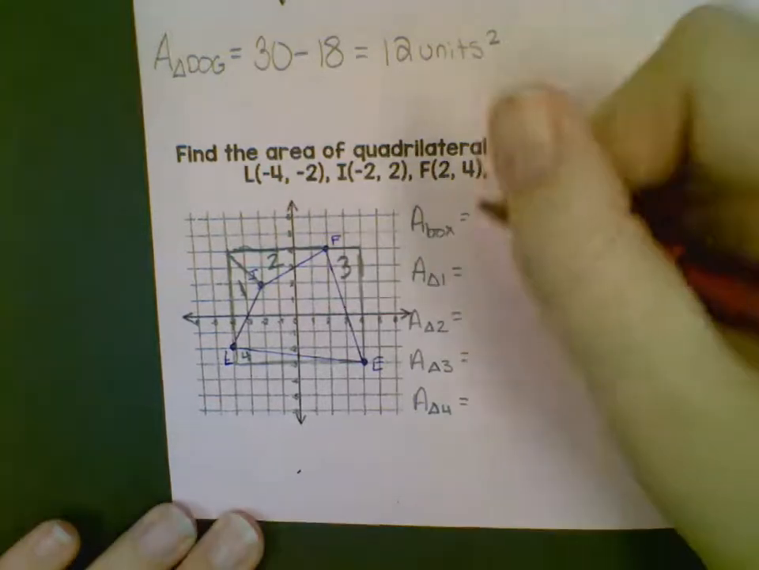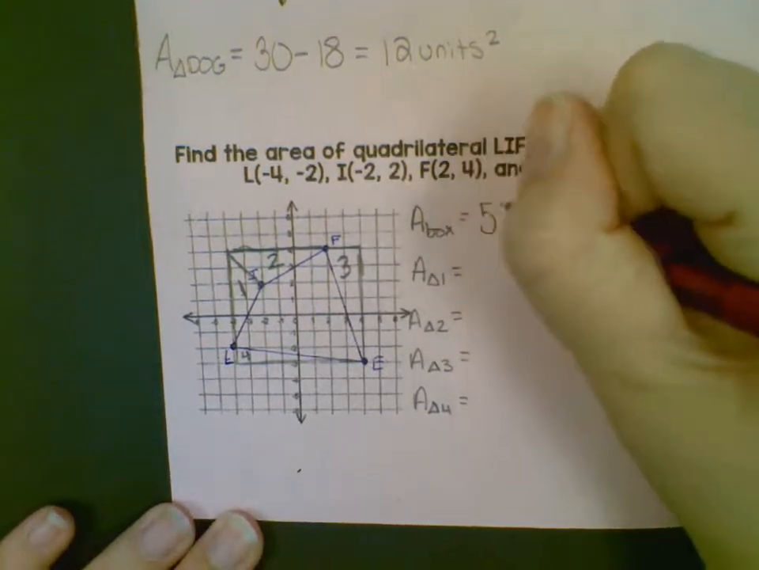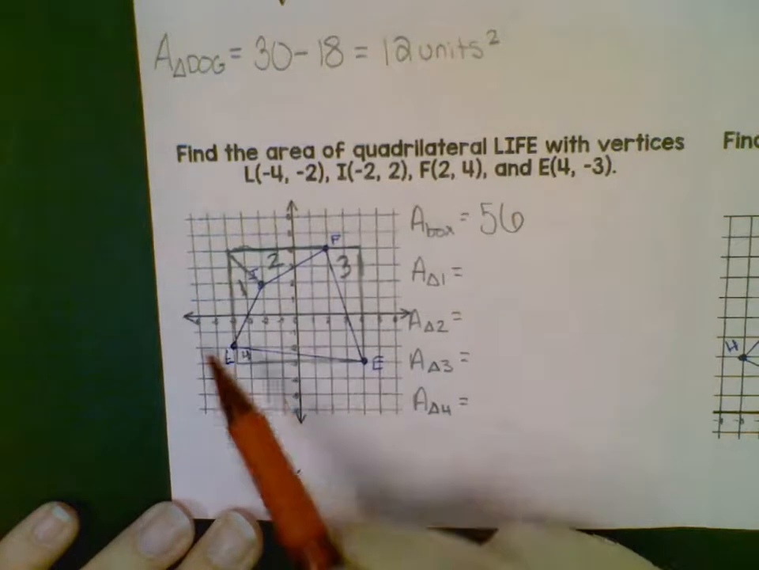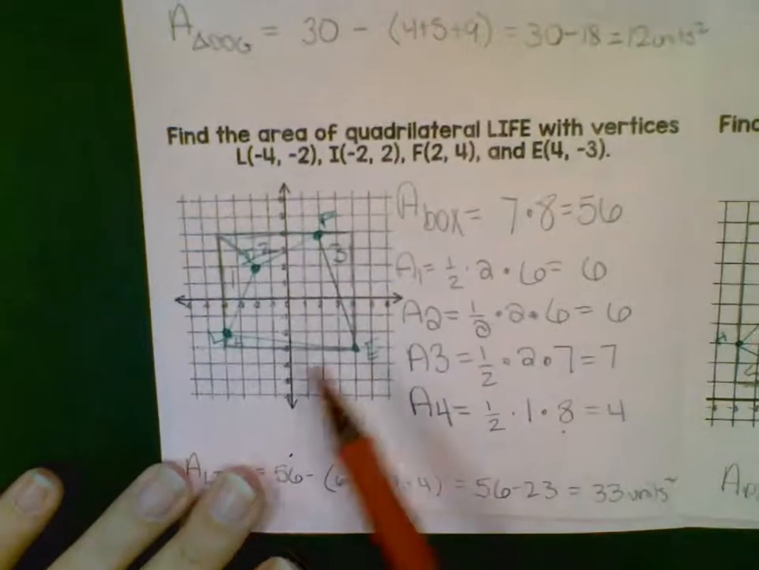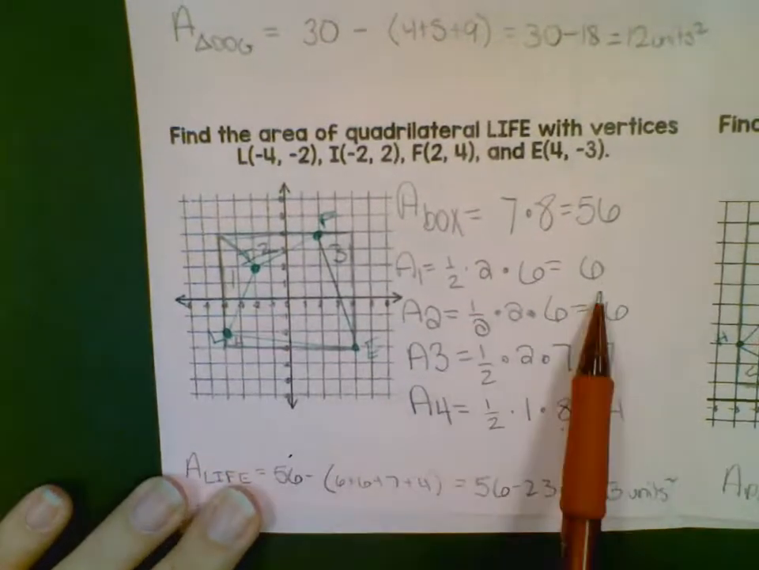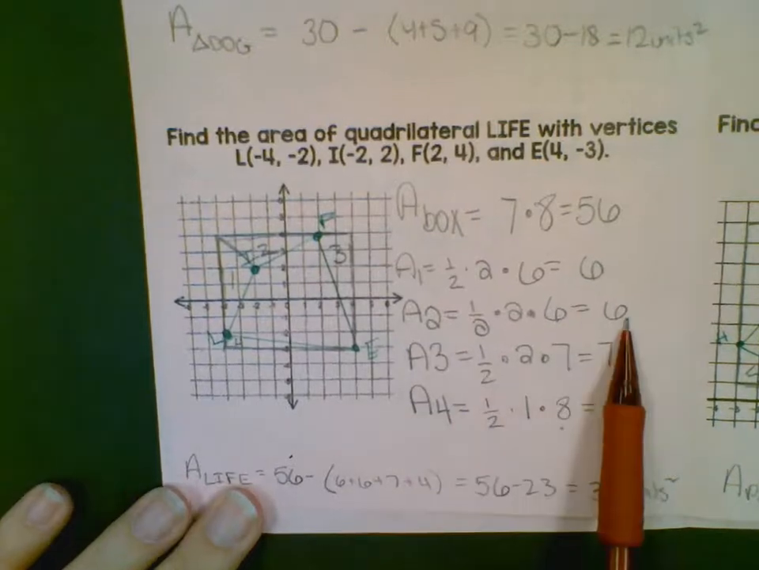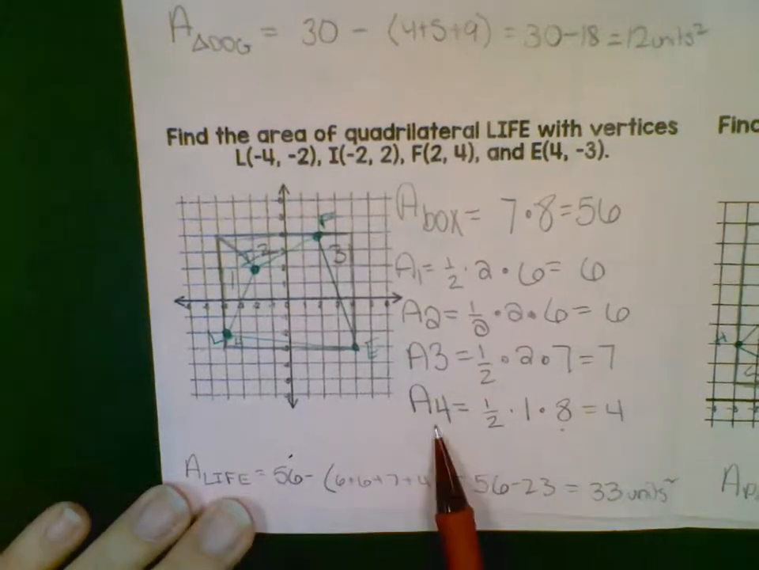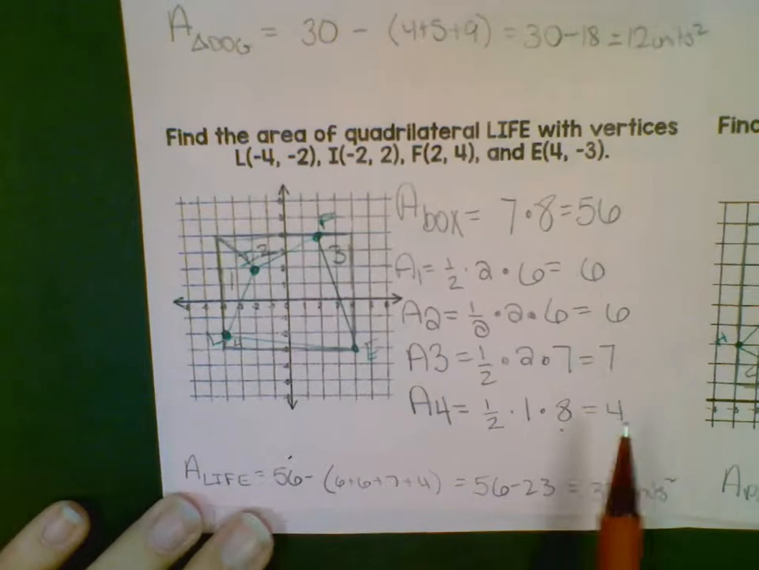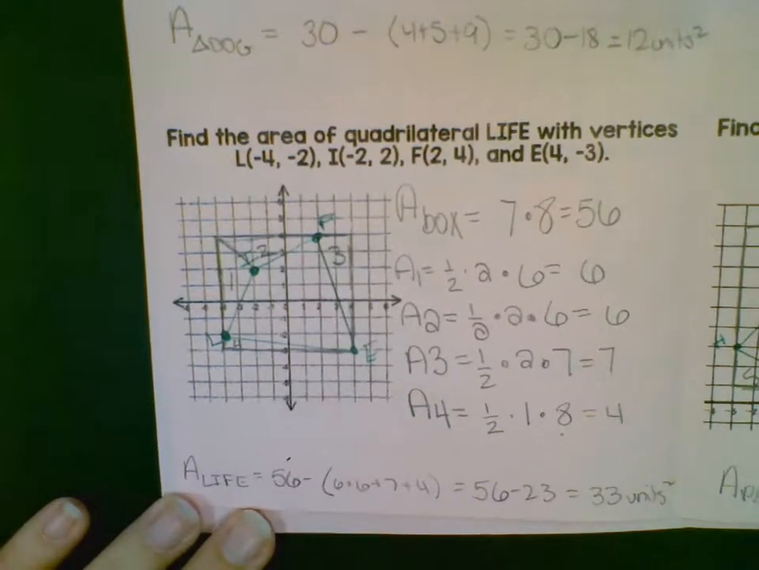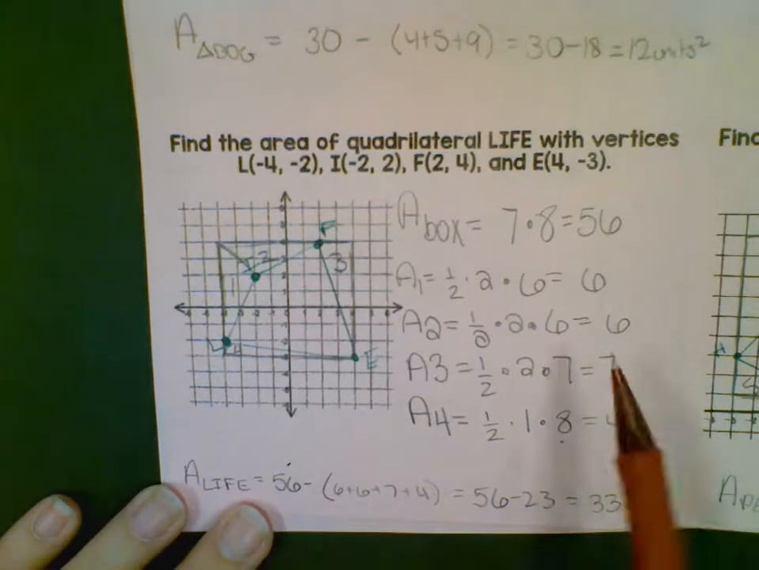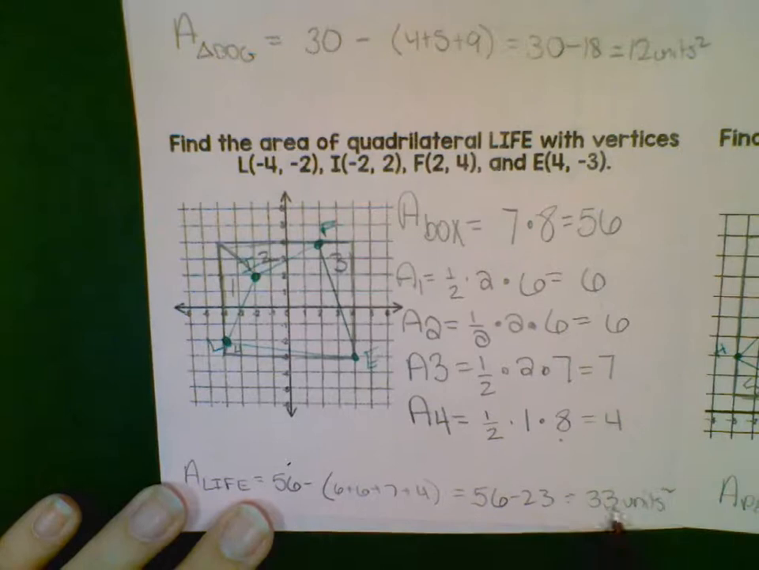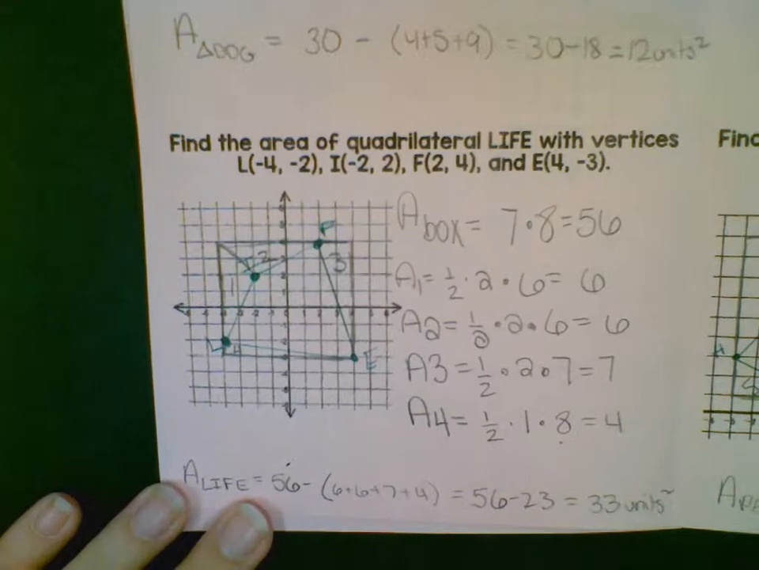Okay, so the area of our whole box was 56 because we have 7 times 8. The area of triangle 1 was 6, triangle 2 was also 6, triangle 3 is 7, and triangle 4, we got 4 for this triangle down here. So then when we subtract the sum of those from 56, we get that it's 33 units squared.